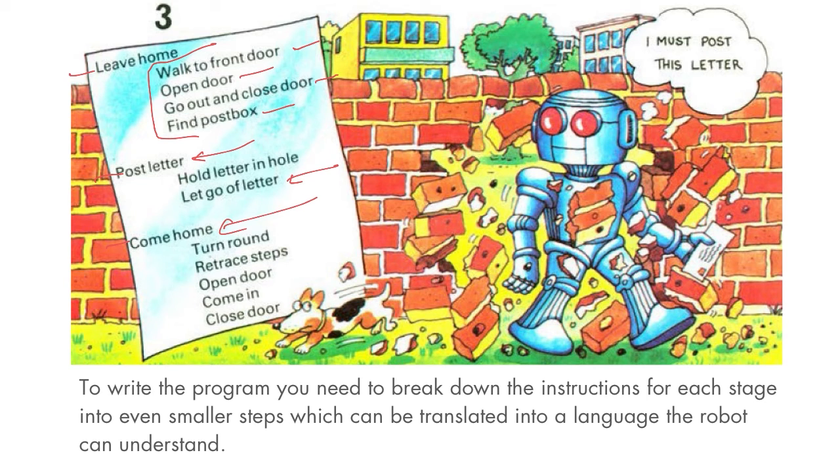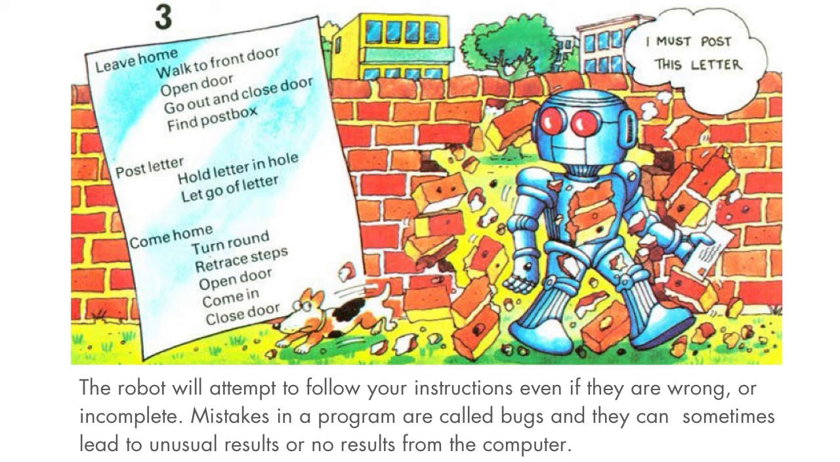In this example, you see the robot crashing through the wall because we haven't told it to look out for walls. So the robot will attempt to follow your instructions even if they're wrong or incomplete. Mistakes in a program are called bugs. And a bug will often result in something weird going on or nothing going on. So that means you need to go back to the code that you've written and see if you can find where the problem might be.